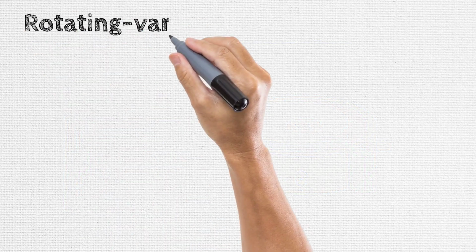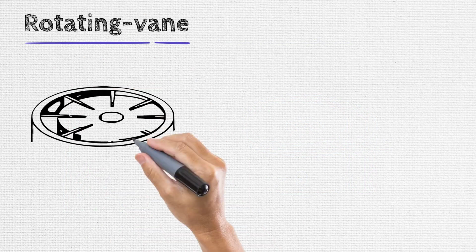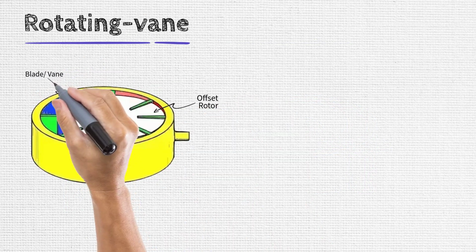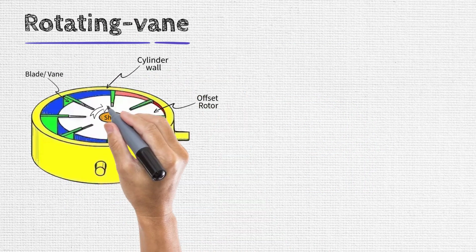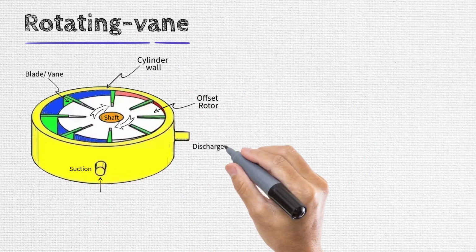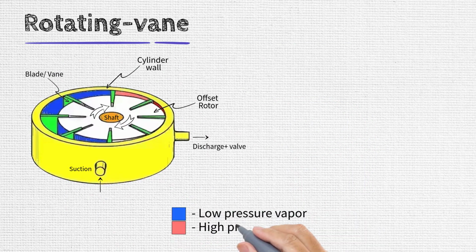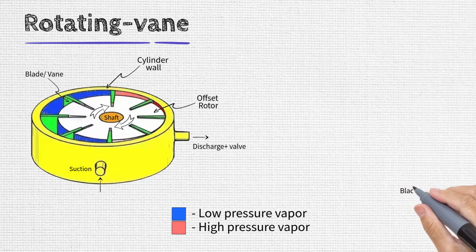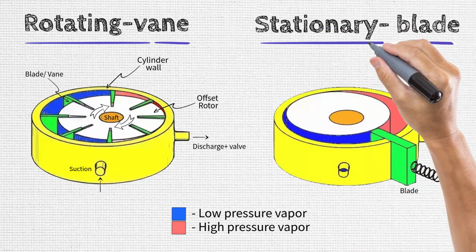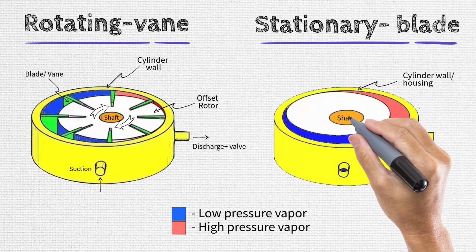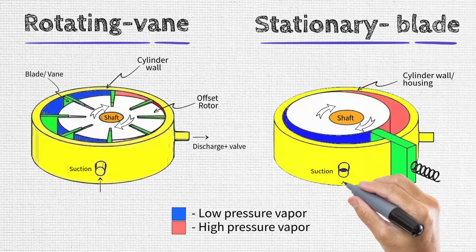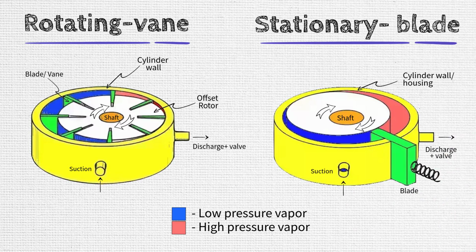A rotating vane rotary compressor uses an off-center rotor to turn blades that create pockets between the rotor and cylinder wall. The vanes are spring-loaded, so they can adjust position and continually push out against the cylinder walls as the shaft rotates. The blade on a stationary blade rotary compressor is mounted in the housing assembly rather than on the shaft. The blade in this type of compressor is spring-loaded and presses against the rotor as it rotates.